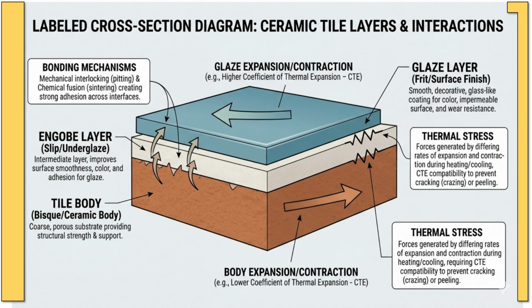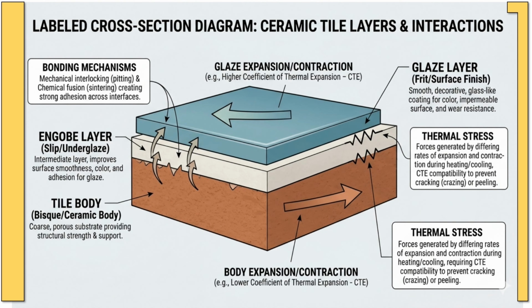Above the body, we have the engobe layer, the most critical and often misunderstood layer. Engobe acts as a transition layer between the body and glaze. It improves the surface smoothness, color uniformity, adhesion for glaze. And most importantly, it controls how stresses are transferred between layers. On the top, we have the glaze layer, the decorative and protective coating. It provides smooth finish, color and design, water resistance, and durability to the tile. But glaze behaves very differently during firing.